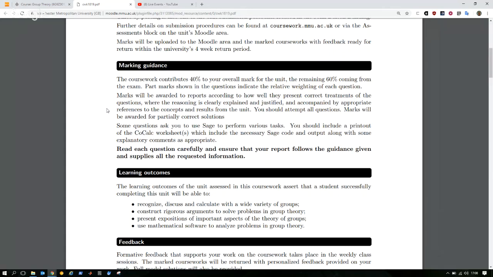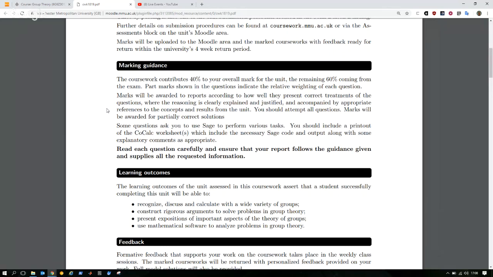And we're going to mark it according to how well you present correct treatments of the questions. We want your reasoning clearly explained and justified, and accompanied by reference back to relevant concepts and results from the textbook and from the unit. Please attempt all questions. Marks are available for partial progress through the questions as well.